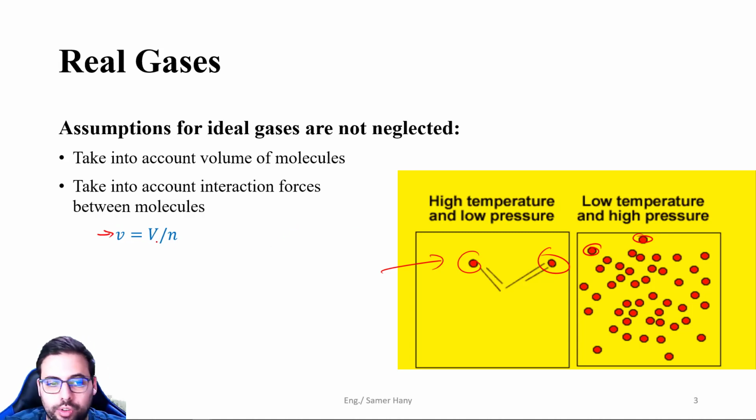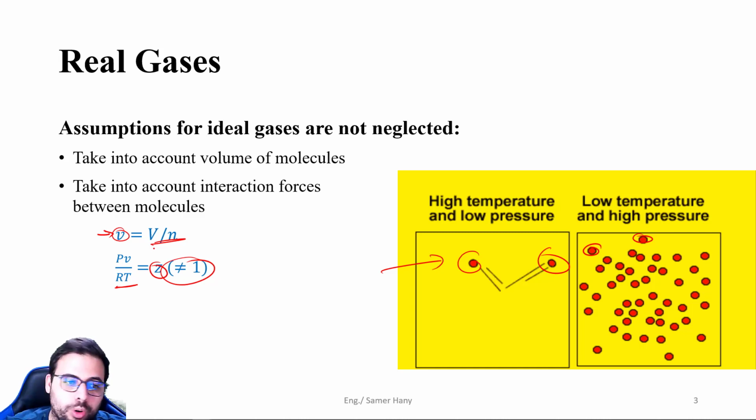It's just V over n, the total volume over the number of moles, from the ideal gas law that we discussed before. So if we restructure the ideal gas law and express it as a function of this V small instead of the volume and number of moles, we get this expression: PV over RT equals Z, which should be 1 if it's an ideal gas, but if it's a real gas, it will not be 1. It could be higher or lower.